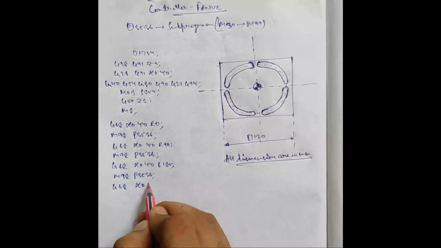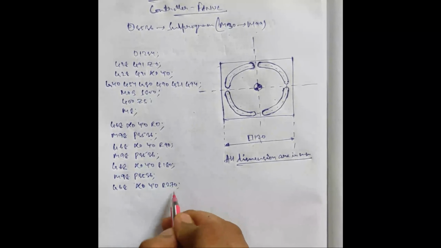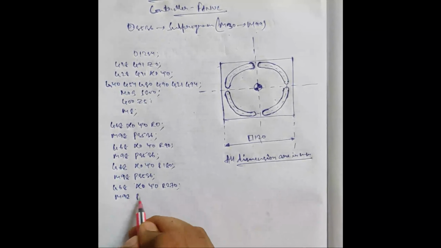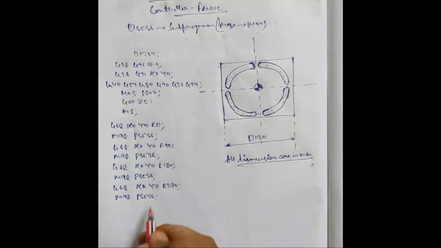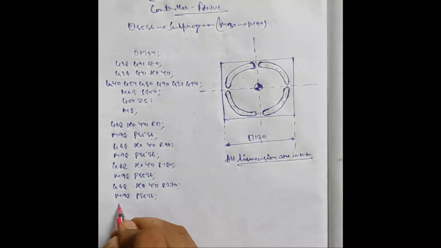Then again G68 X0 Y0 R270, then M98 P3536. Okay, then take the tool in the positive direction.